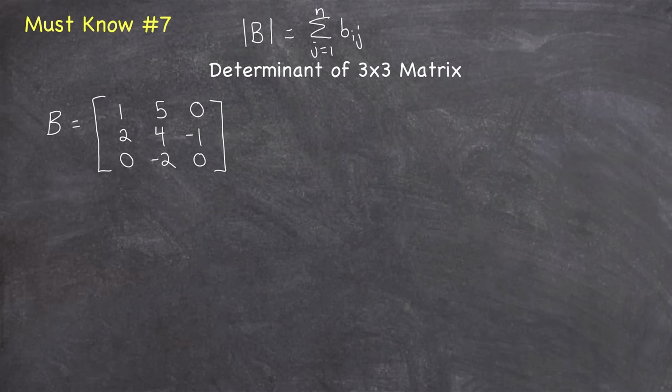In the first diagonal, the product of 1, 4, and 0 is 0, plus the product of 5, -1, and 0 is also 0, plus the product of 0, 2, and -2 is also 0. And then I subtract the products of the 3 upward diagonals. For the first upward diagonal, the product of the 3 numbers 0, 4, and 0 is 0, minus the product of the 3 numbers that make up the next upward diagonal, -2, -1, and 1, which have a product of 2, minus the product of the 3 numbers in that diagonal, which is 0. And then we can just evaluate this expression, which is just -2.